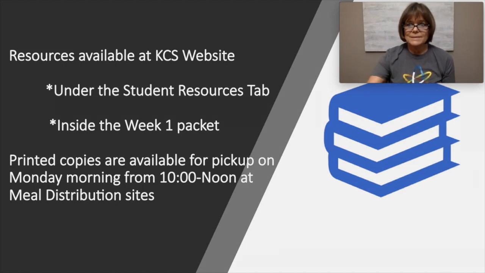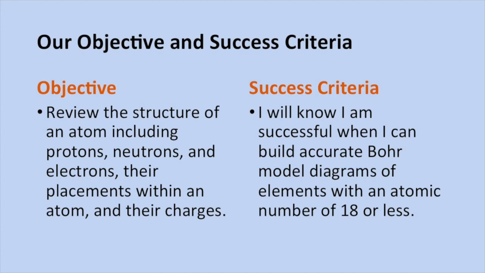So let's begin. Our objective for today's lesson is to review the structure of an atom, including protons, neutrons, and electrons, their placements within an atom, and their charges. A student will know they are successful when you can build an accurate Bohr model diagram of elements with an atomic number of 18 or less.